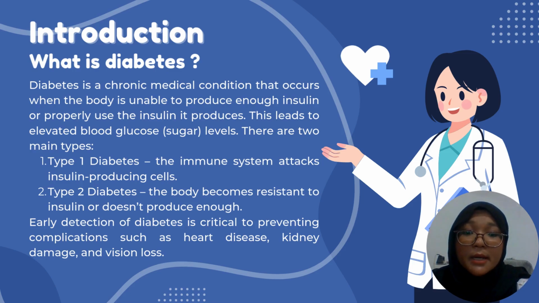Diabetes is a chronic medical condition where the body either cannot produce enough insulin or doesn't use it effectively. This causes high blood glucose levels, which if unmanaged can lead to serious complications like heart disease and kidney failure. There are two main types. Type 1, the immune system destroys insulin-producing cells, and type 2, the body becomes insulin resistant and doesn't make enough. Early detection is vital, and this is where data mining comes in.